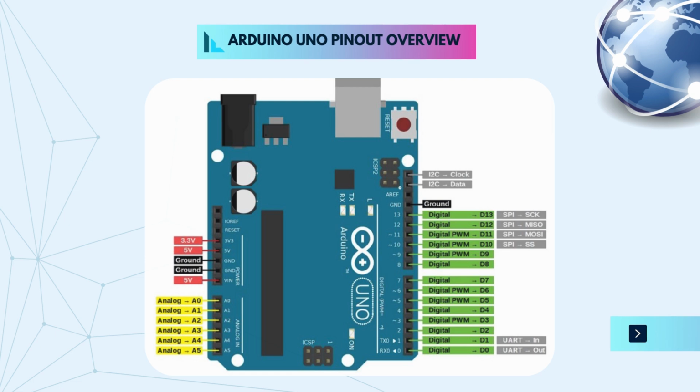Let's take a closer look at the Arduino Uno. It has 14 digital pins, 6 analog input pins, a USB interface, a power jack, and a reset button. Understanding the pinout is key to interfacing sensors, LEDs, motors, and more.